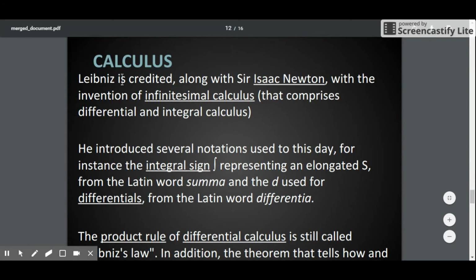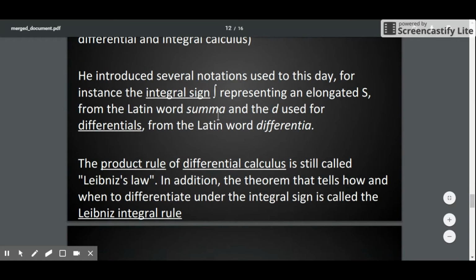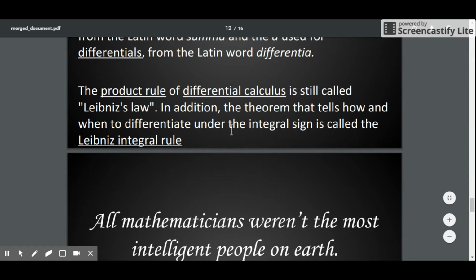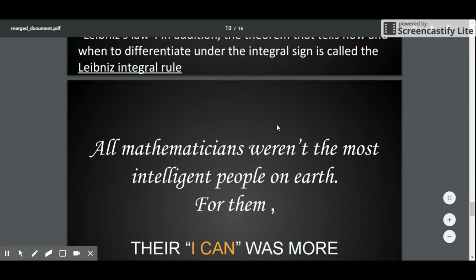In calculus, he made many contributions to infinitesimal calculus. He also introduced the integral sign, which we now use, and the differential sign d. He also introduced the product rule of differential calculus.